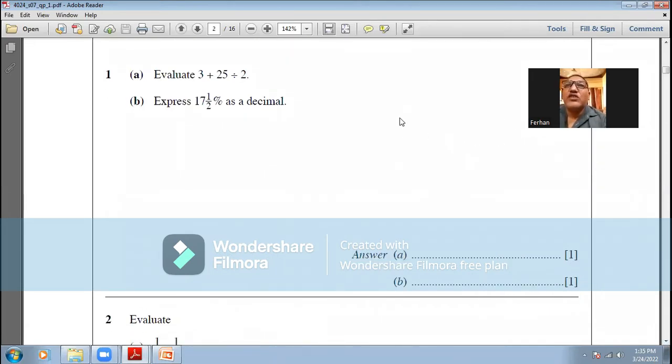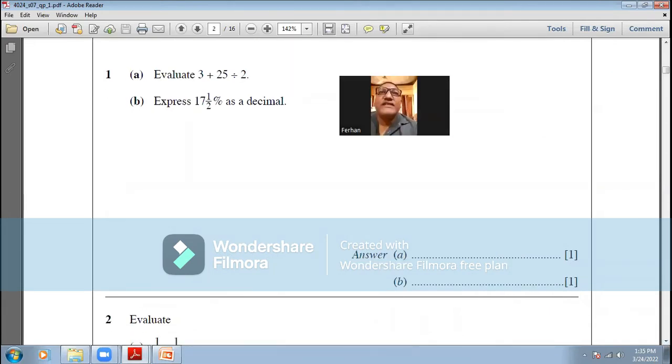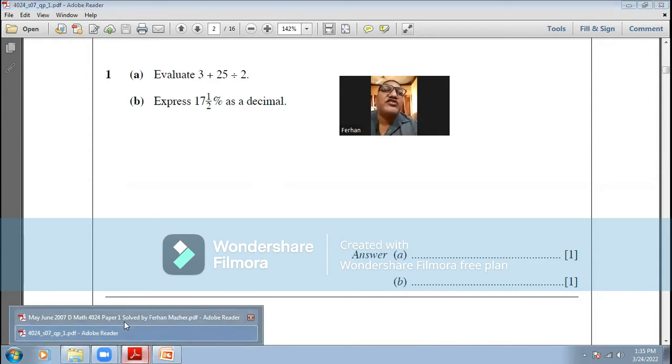Okay, so the first question coming up on your screen, you can see it says 3 plus 25 divided by 2. So we will use BODMAS, and we will do first of all the division. There are two operations, addition and division. So first of all, you have to do the division. Let me show you how this is done.